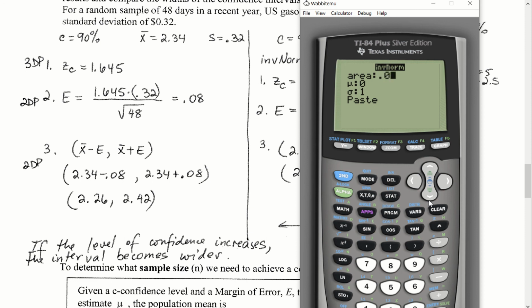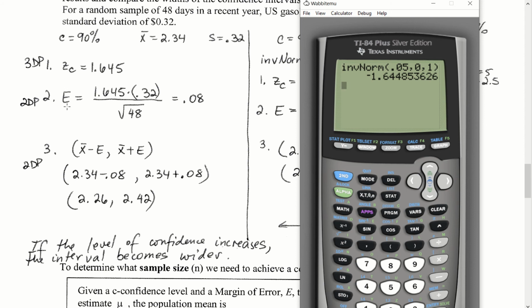The area to the left would be 0.05. It's a Z-score, so mean of 0, standard deviation of 1. To 3 decimal places, we would get negative 1.645. But for Z critical, remember, it should be positive. So we're just going to switch it and make it a positive 1.645.